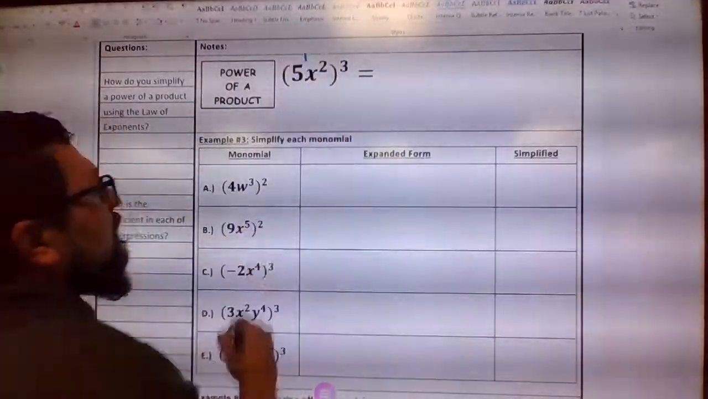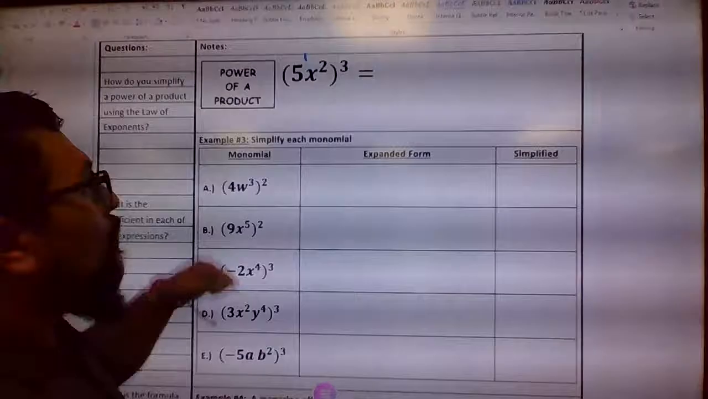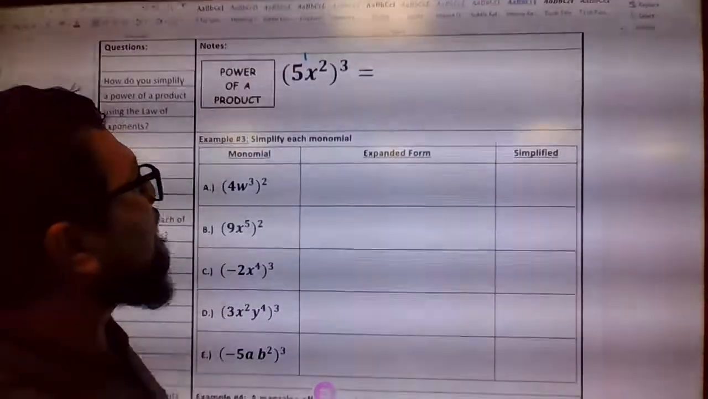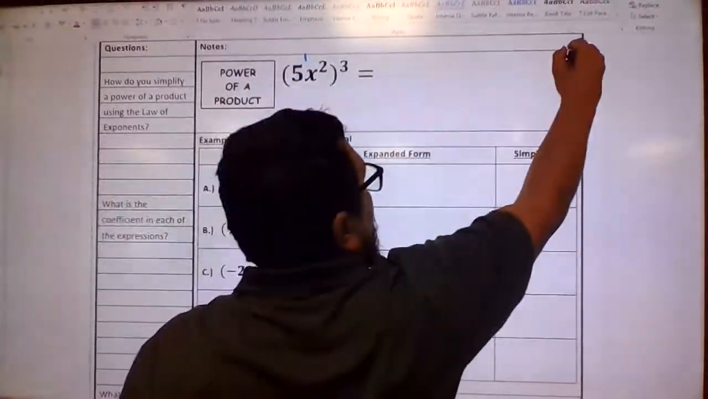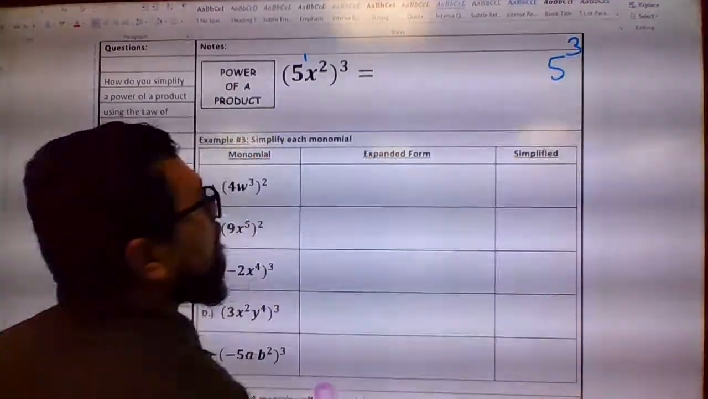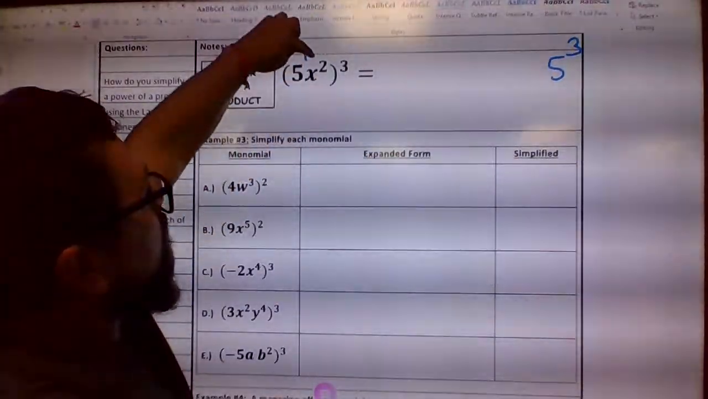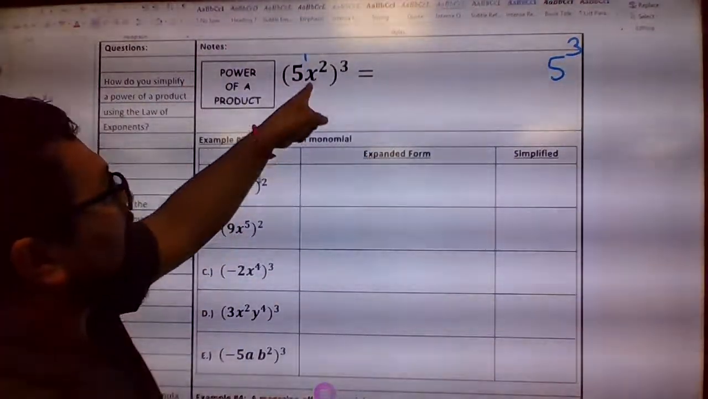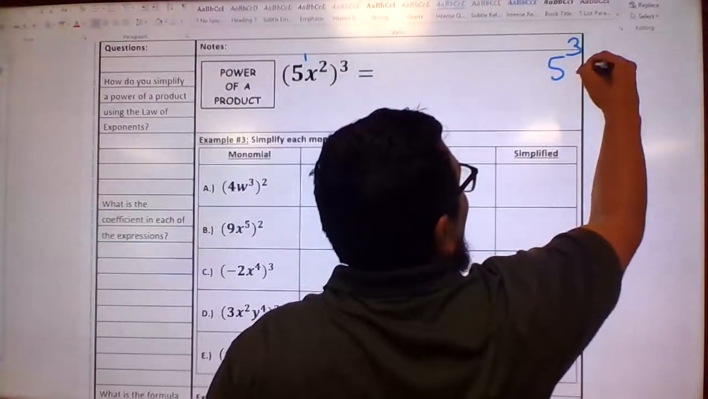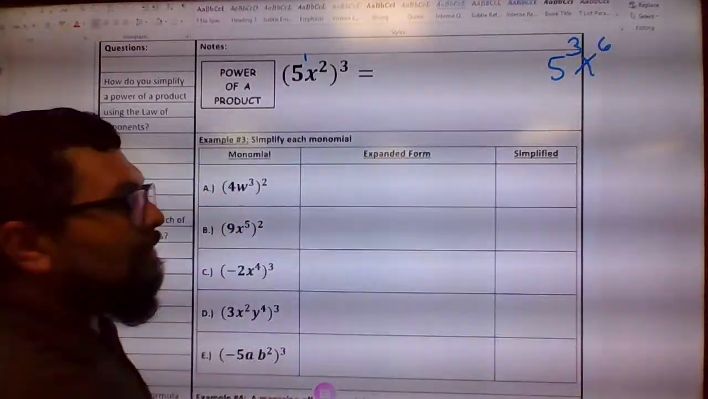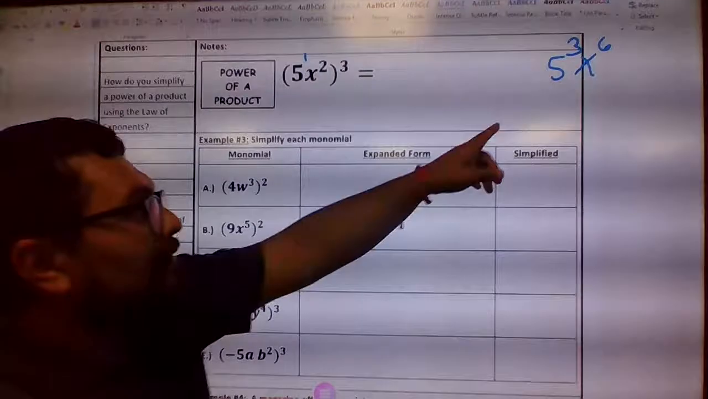There was a 1 here. So 1 times 3 is 3, so this is 5 to the third. And then 2 times 3 is 6. So it belongs to the x, so it's x to the sixth. So we got that answer.